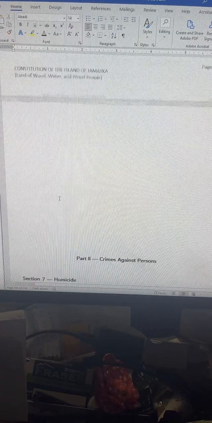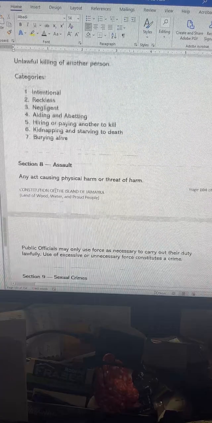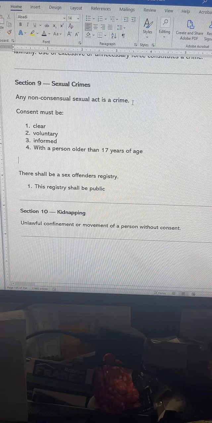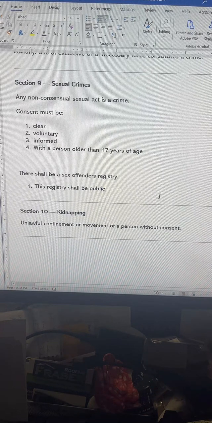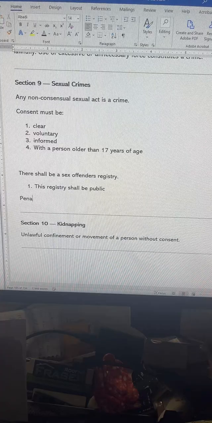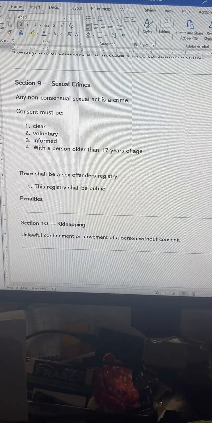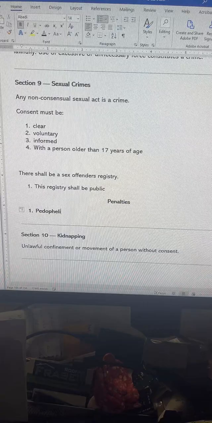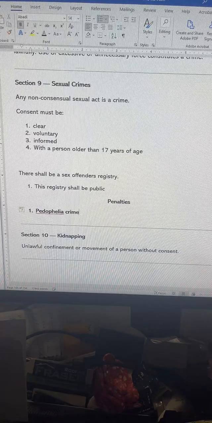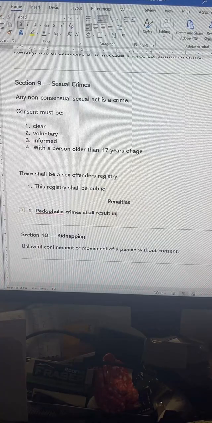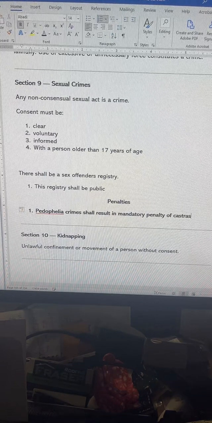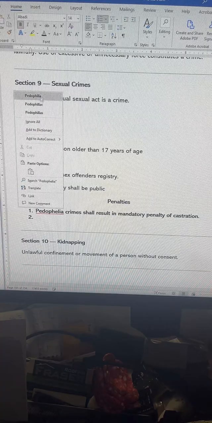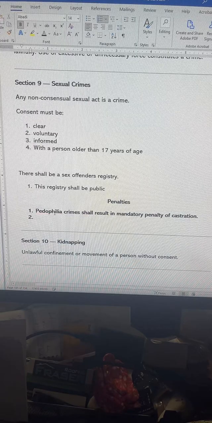So, kidnapping, what do we have? Did we have it defined up here? Nope. All right. So we did not define here non-consensual. Any non-consensual sexual contact is a crime. All right. So down here we're gonna put penalties. I'm gonna make this center. 1. Pedophilia crimes shall result in a mandatory penalty of castration. Oh, that's supposed to be an idea. Okay.